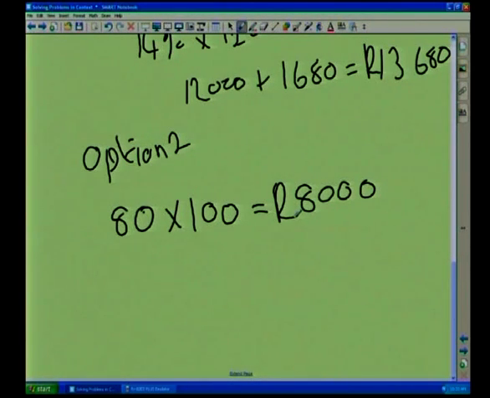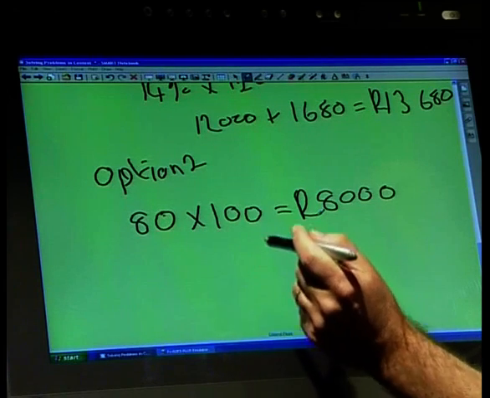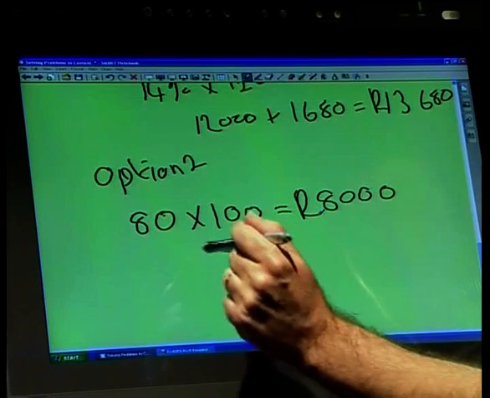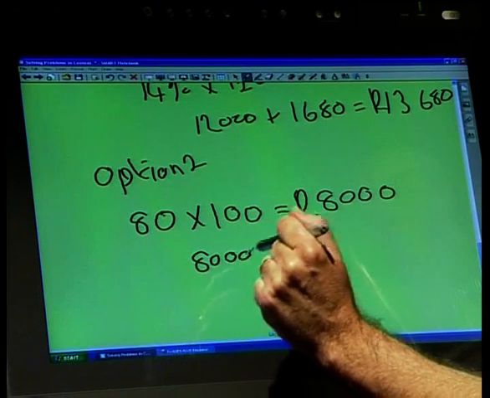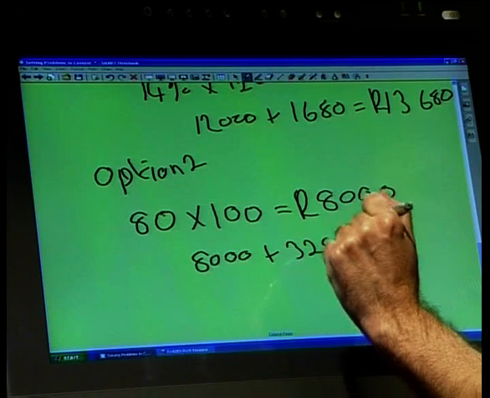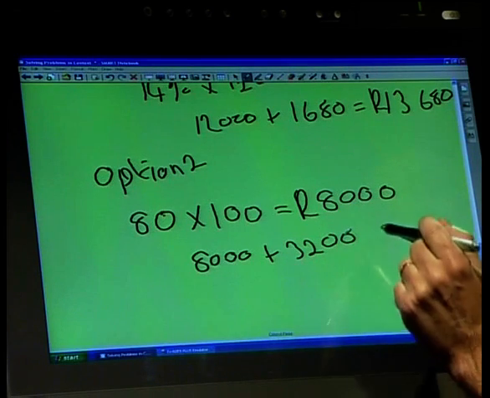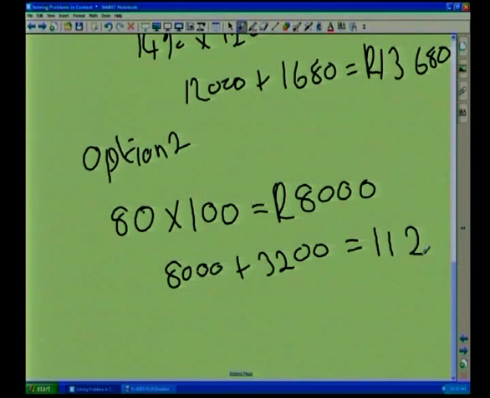Added to this figure, we've got a 3,200 Rand hire venue option. So we're going to add that figure onto the amount. This gives us a total of 11,200 Rand.